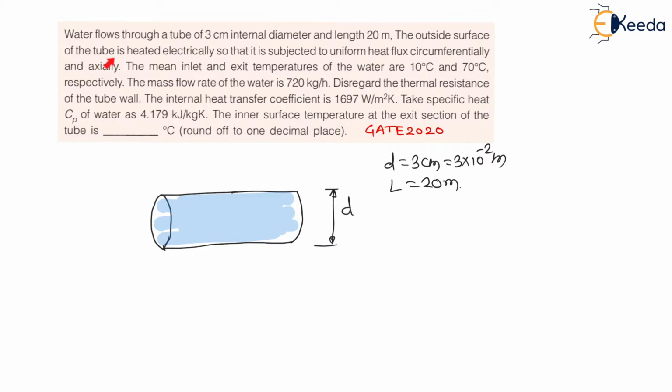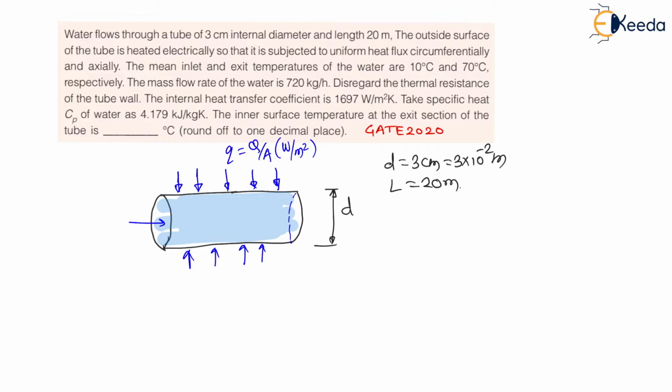The outside surface of the tube is heated electrically so that it is subjected to uniform heat flux circumferentially and axially. Now my dear students, the outside surface of the tube is heated uniformly so that it is subjected to uniform heat flux radially, that is here they have mentioned circumferentially, means along this direction there is a uniform heat flux like this, right? And this heat flux is nothing but heat transfer per unit area, that is in watt per meter square, right?